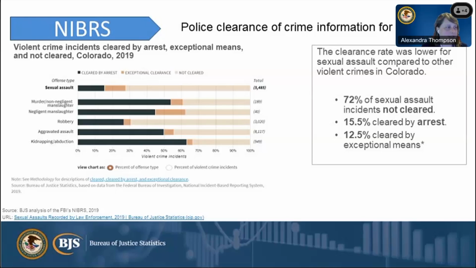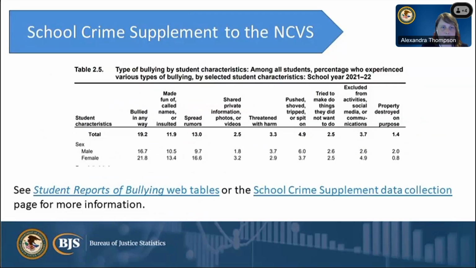So moving to the next question, the third question: where can I find information about children who experience verbal bullying at school? Is it the NCVS, NIBRS, or both? I'll give 5 more seconds. Get those answers in, and we'll close the poll. I think most of you got it. It is the NCVS, specifically the school crime supplement to the NCVS.